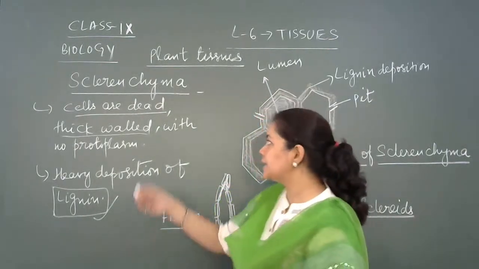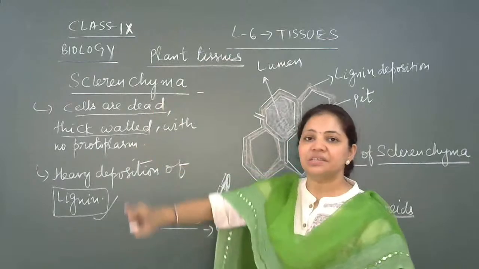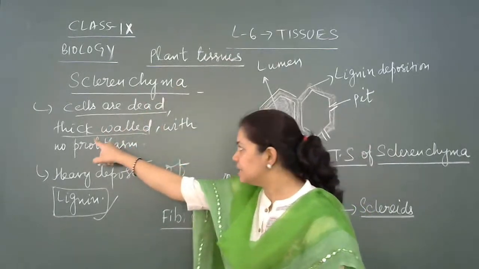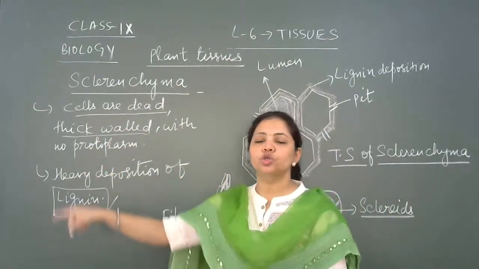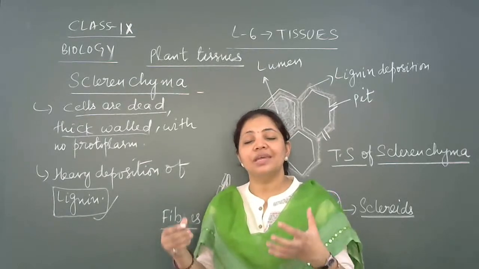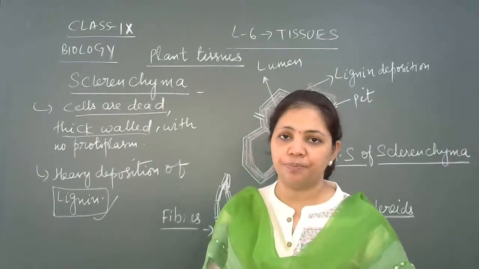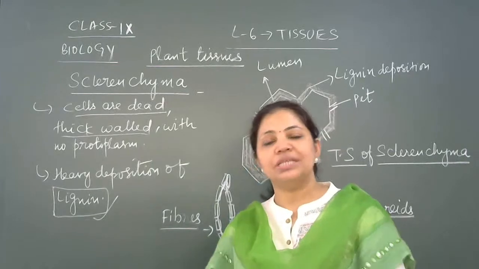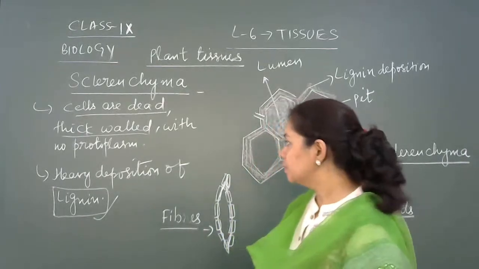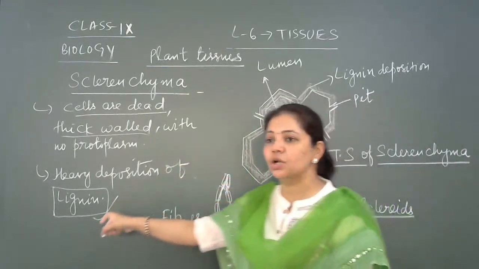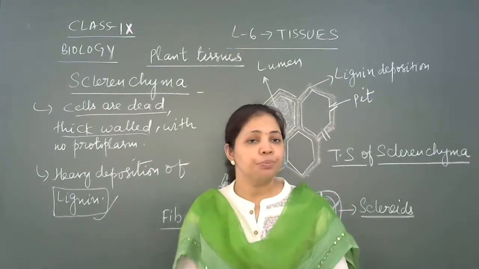That's why we say that the cells of sclerenchyma are dead, thick-walled, with no protoplasm or very, very little amount of protoplasm. That's why the cells gradually become dead. Okay, and the deposition of the material called lignin, right?